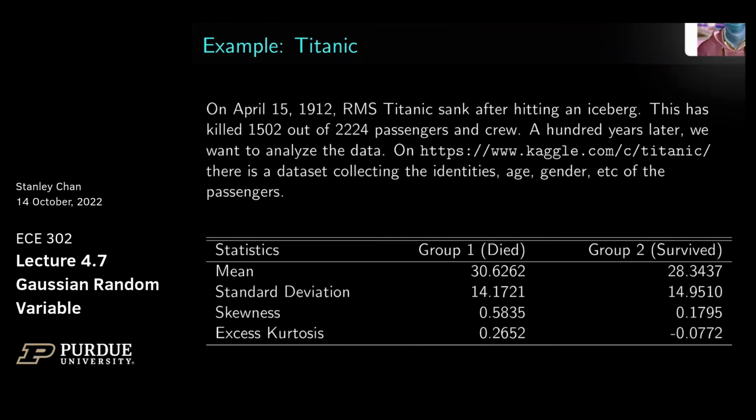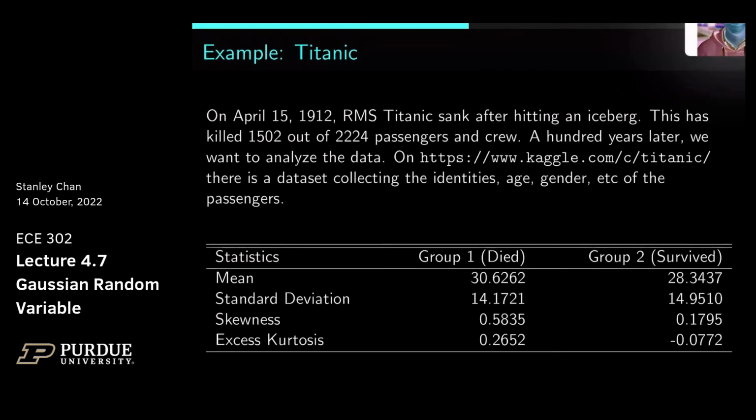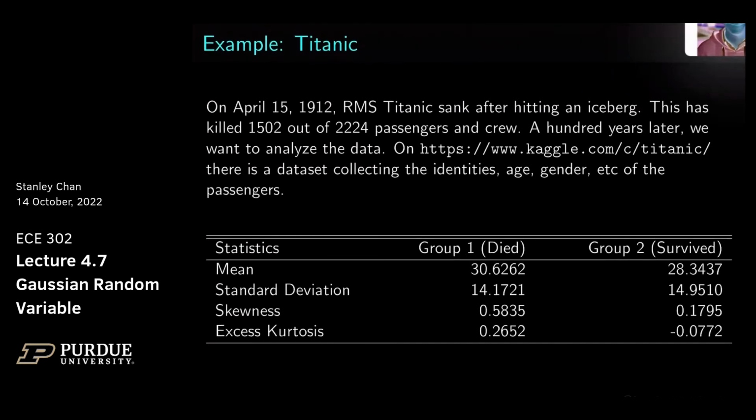If we look at the statistics of two groups, the group of people who died and the group of people who survived, we can see that the mean and standard deviation are actually almost the same. And this is of the age. So you look at the age, you compute the mean and standard deviation, you get almost the same values. You look at the other moments, you look at skewness and excess kurtosis, and they are very clearly different, especially kurtosis. You can see that one is even the opposite sign of the other.